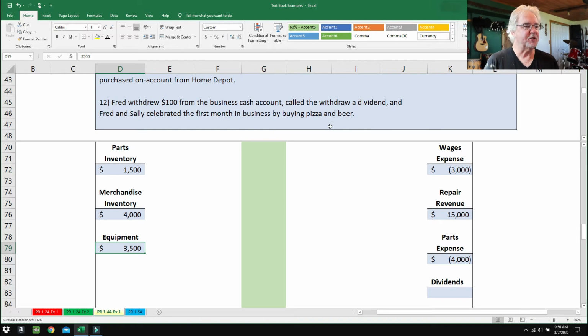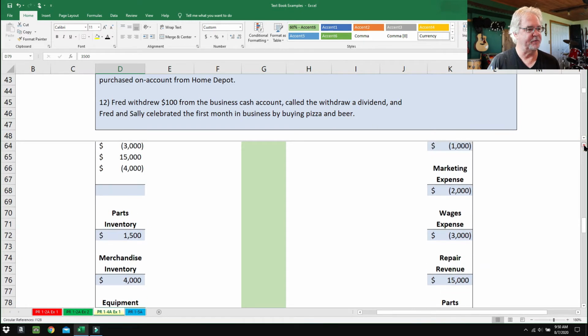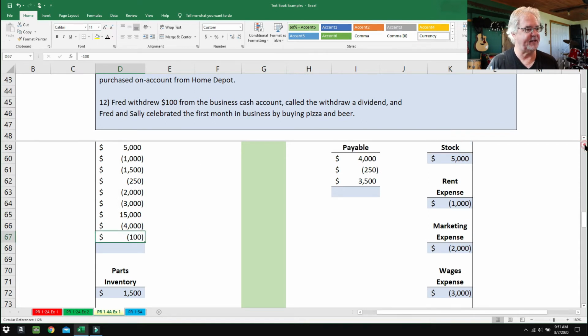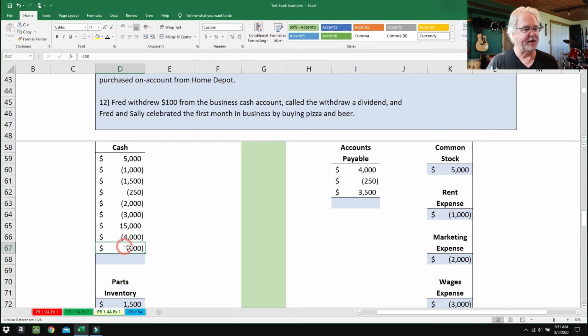Fred withdrew $100 from the business cash account, called the withdrawal a dividend, and Fred and Sally celebrated the first month in business by buying pizza and beer. So money's coming out of the cash account. So here we go. Here's our cash account. So let's minus away 100. Let me show you that is in fact the cash account. There it is. Minus away 100.